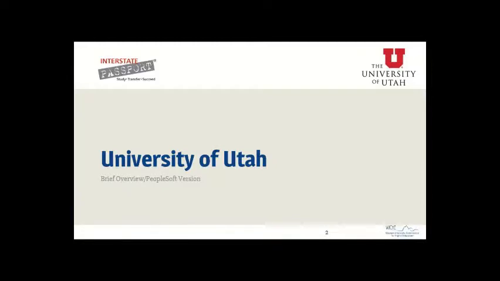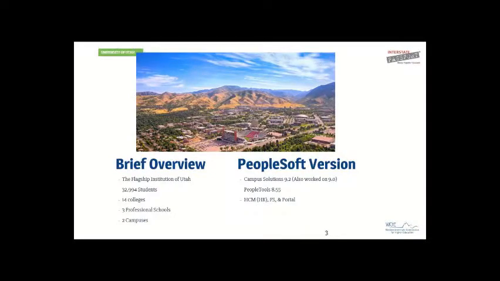So the University of Utah, we're going to start first to go through ours, and we're going to go over a brief overview and then going into the topic of how we post the Interstate Passport and then the reporting to the National Student Clearinghouse. And by way of a brief overview, the University of Utah is the flagship institution for the state of Utah. We are nearly 33,000 students, and we have 14 colleges, 3 professional schools, which include our School of Dentistry, our School of Medicine, and our College of Law.